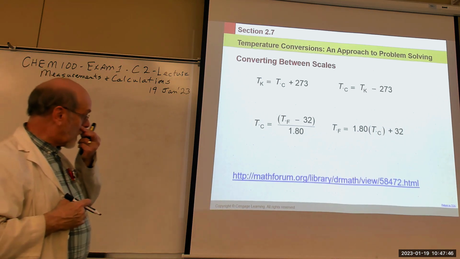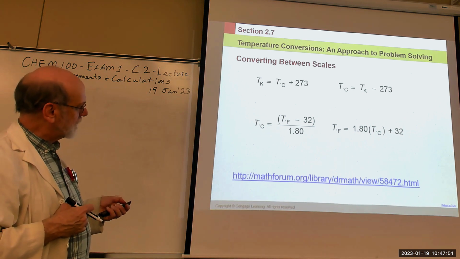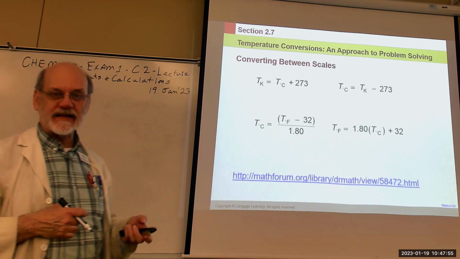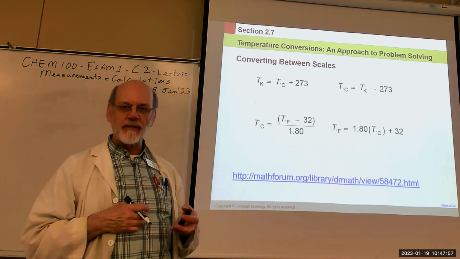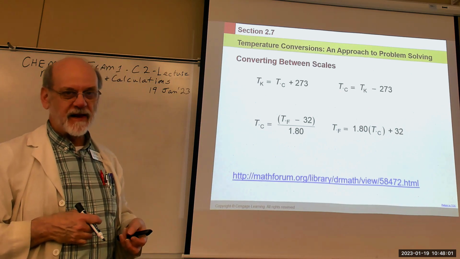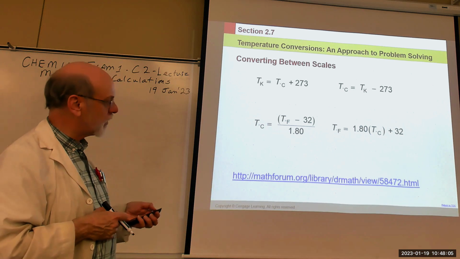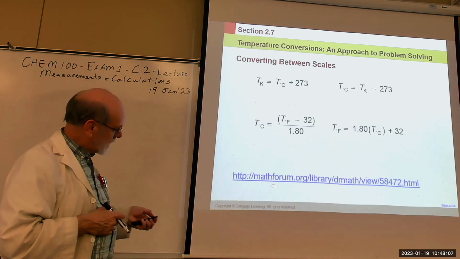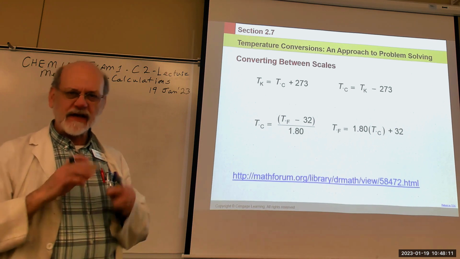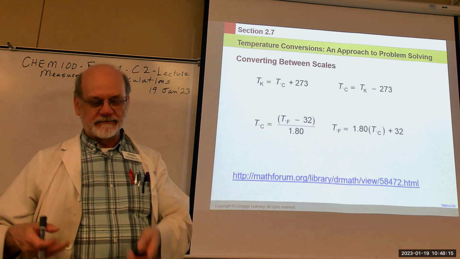If you want to know the derivation of this equation, 1.8 is the same as 9 divided by 5. I memorized it decades ago as 9/5 times C, but 1.8 is exactly the same. If you want to know how that's derived, here's your website. It has an excellent description of how the equation was derived.